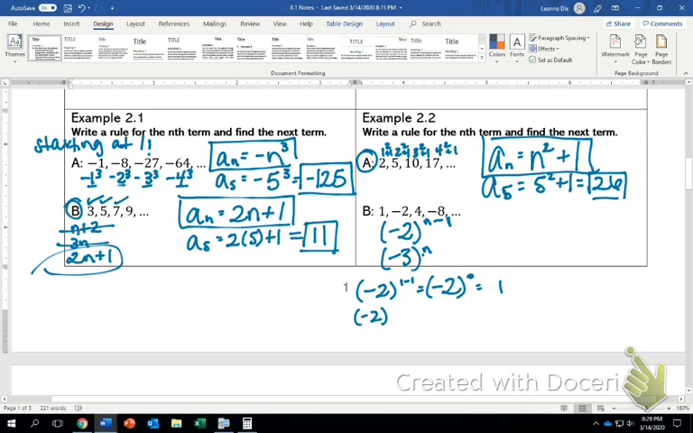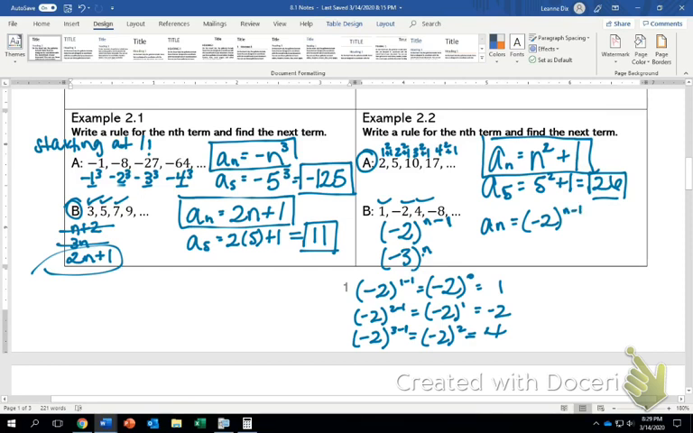Then I'm going to try the second one. 2 minus 1, that gives me negative 2 to the first power, which equals negative 2. All right, so that works out. This is looking pretty good. First try, good for me. Negative 2, plug in the 3, minus 1. This will give me negative 2 squared, which is 4. All right, so I seem to have it. This is great. I write my rule, a sub n equals negative 2 to the power of n minus 1.